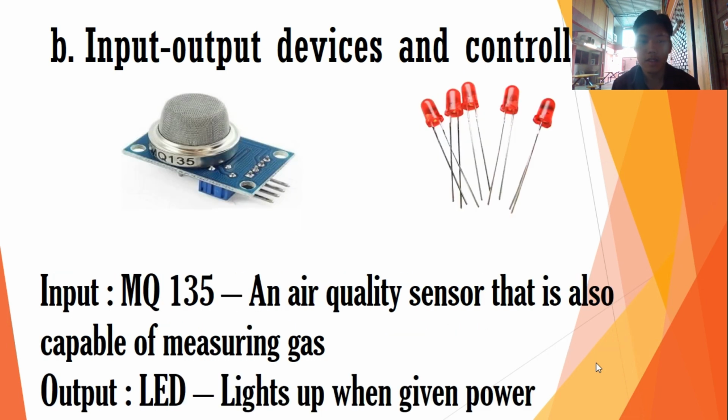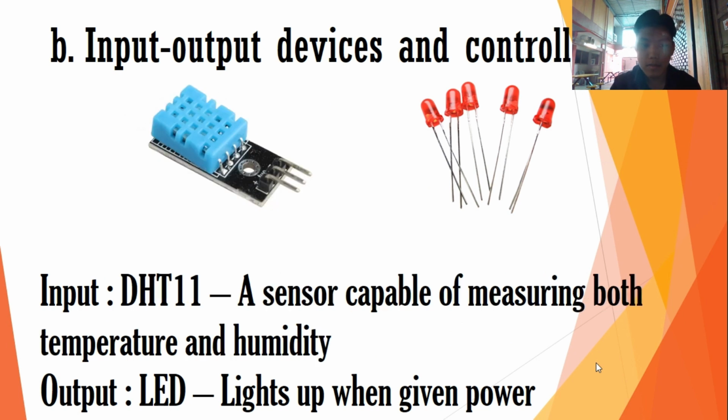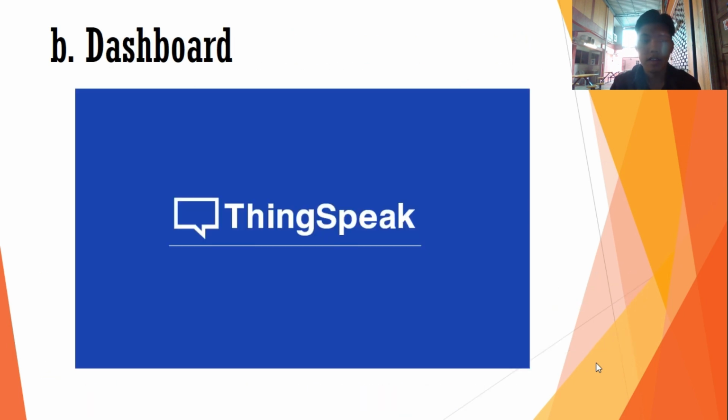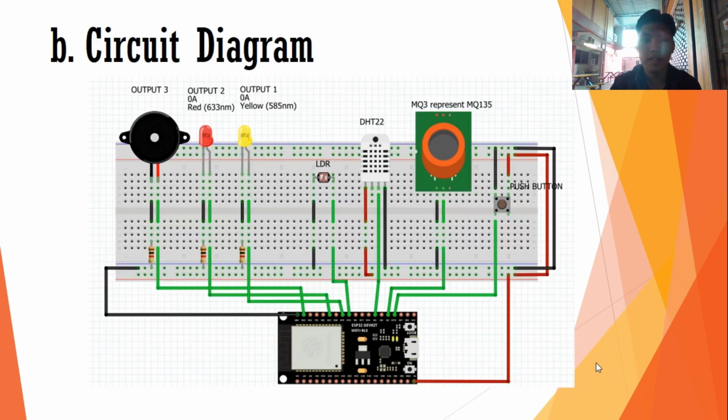Now moving on to the first sensor, which is the MQ135. It is an air quality sensor that is also capable of measuring gas, and the output I used was an LED. The same goes for the DHT11 and also the LDR. For the dashboards, the first one I used is ThingSpeak, and the second is Blynk.